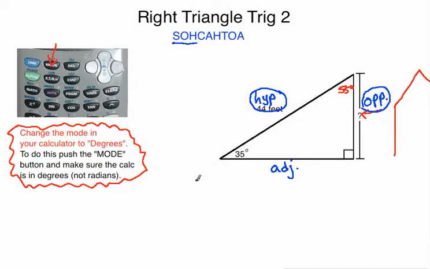Sine does. So here, sine of our angle, which in this case is 35 degrees, is going to equal opposite, which we don't know, so I'm going to call it x, over hypotenuse, which is 44. So if I want to find x, what I would have to do is multiply both sides by 44.